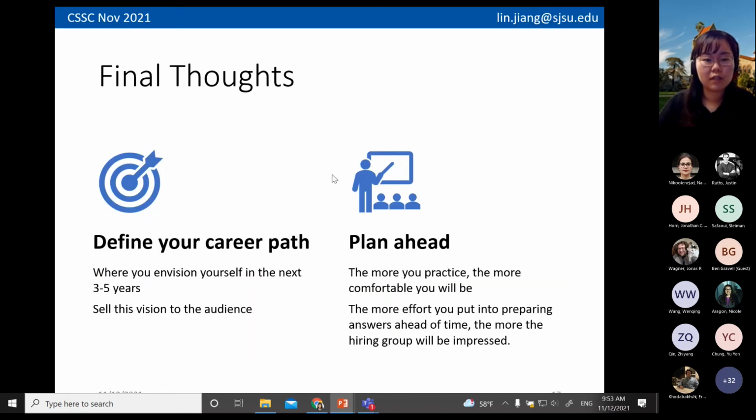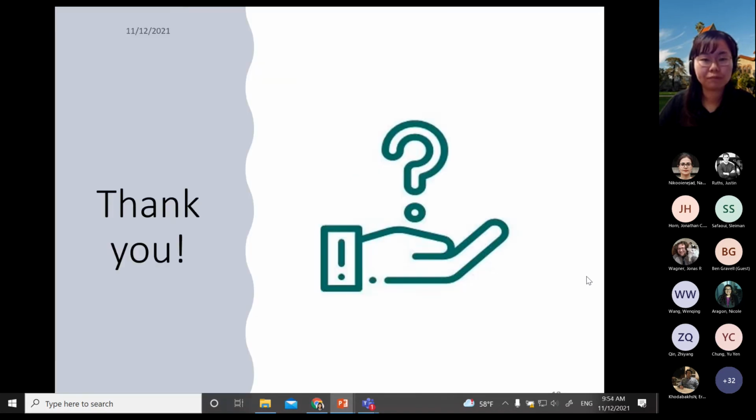And final thoughts: if you're looking for any job in academics, first you want to define your career path, where you envision yourself in the next 3 to 5 years, and then you have to sell this vision to your audience. Another very important thing is to plan ahead. The more you practice, the more comfortable you will be. The more effort you put in preparing answers, the more the hiring group will be impressed.